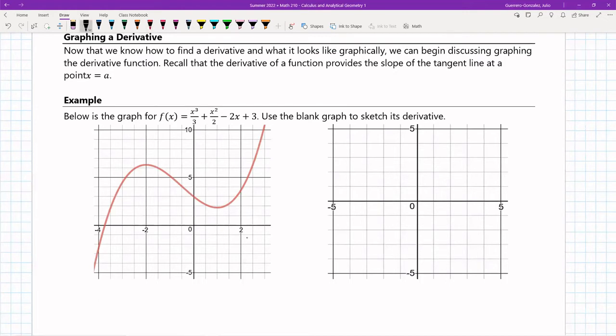So now that we know what a derivative is, it's giving us a pretty nice property of what our graph is doing, okay? So let's go ahead and take a look at this function right here. What we have graphed right here is this function, okay? So we're going to use this blank graph on the right to sketch its derivative, okay? So remember what a derivative is. It is the slope of the tangent line, okay?